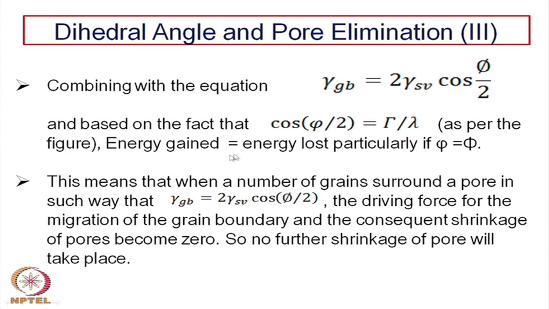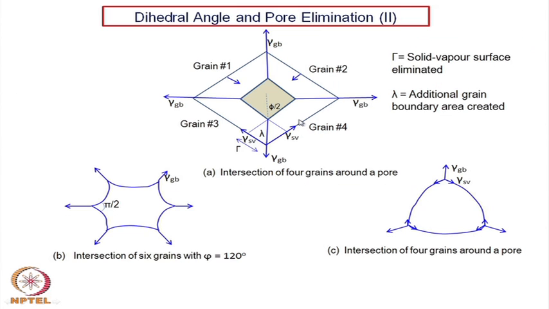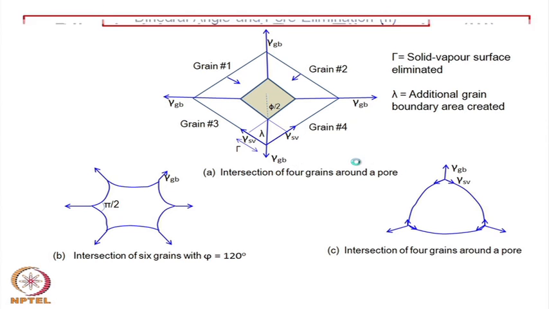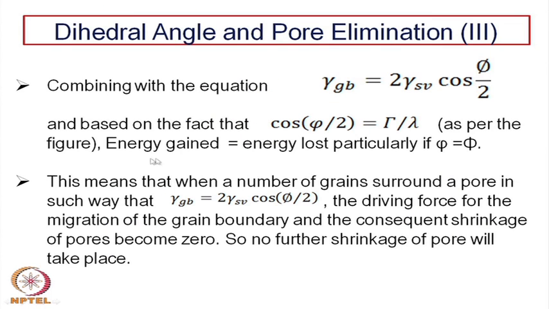So, the energy gained equals the energy lost, particularly if the capital phi and small phi are equal. Okay. So, this is phi cos phi, and the other one is here. Okay. So, if this kind of situation happens, then the two energies are balanced, the energy gained equals the energy lost, particularly if this is this.